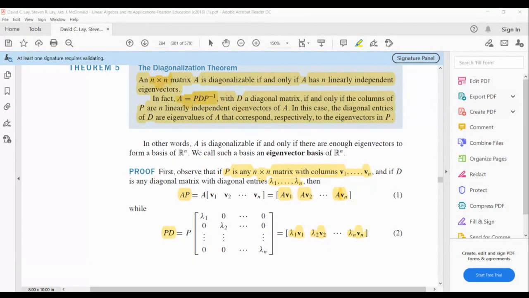If you have several eigenvalues, you're going to have several eigenbases. But P consists of all the vectors together that form the bases for your eigenbases. So the matrix P is all the eigenbases put together. Let's put it that way. Okay, all right. And that's why this works.